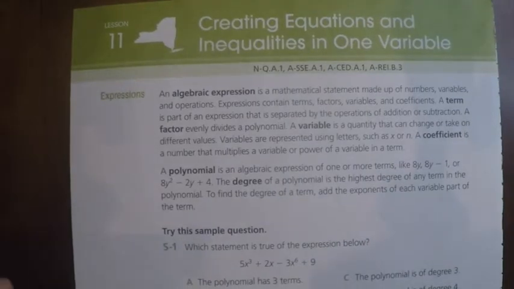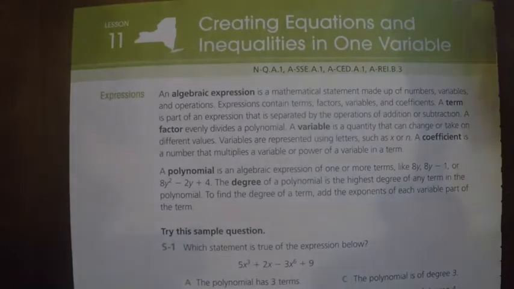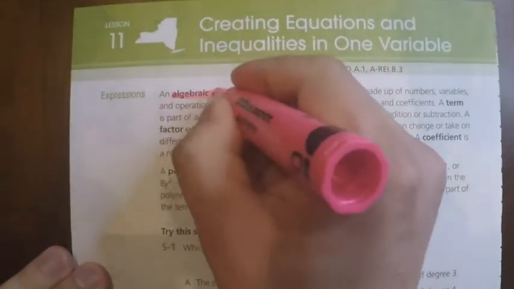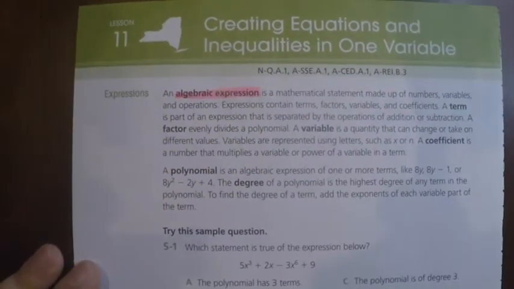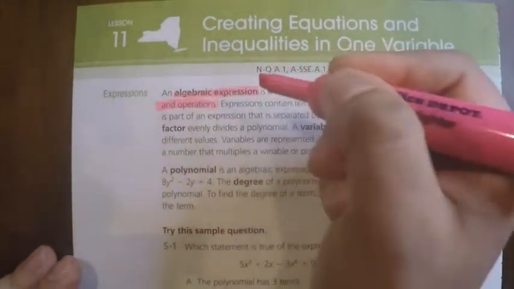All right, so today we're going to take a look at lesson 11, which is creating equations and inequalities in one variable. So to start off, we're going to take a look at some definitions to review. The first one here says an algebraic expression is a mathematical statement made up of numbers, variables, and operations. So when we're talking about algebraic expression, it's just any combination of numbers, variables, and operations.